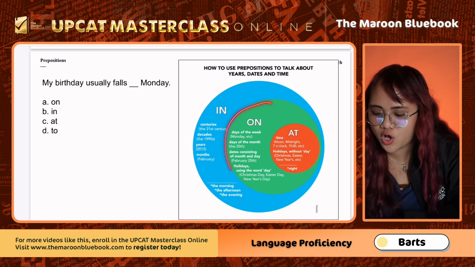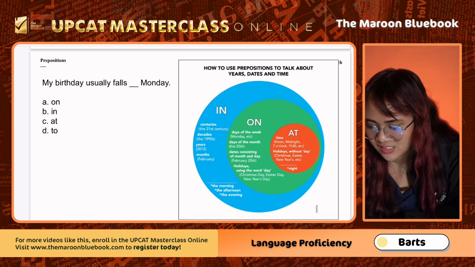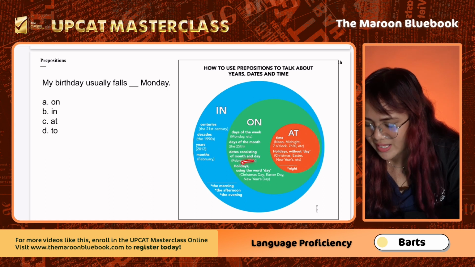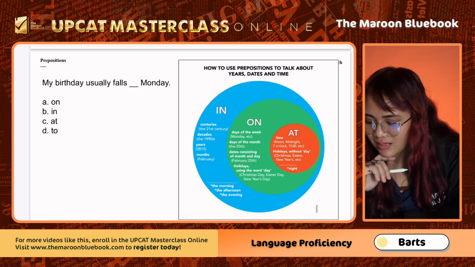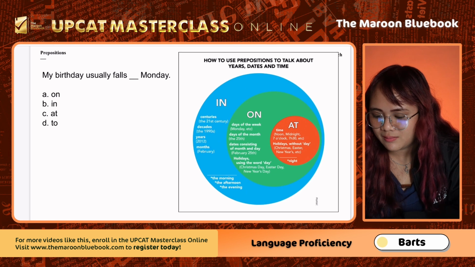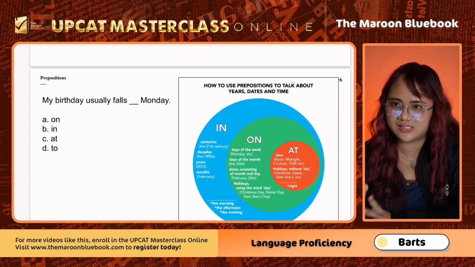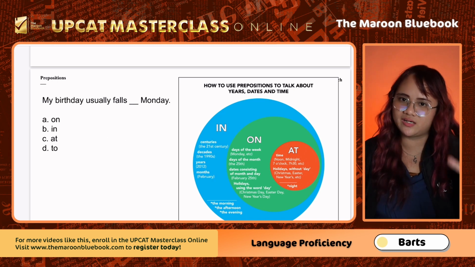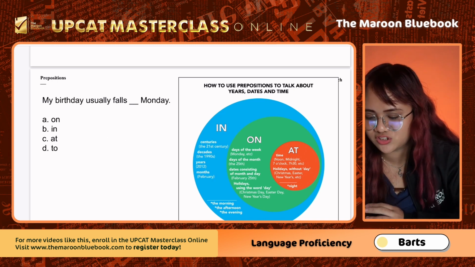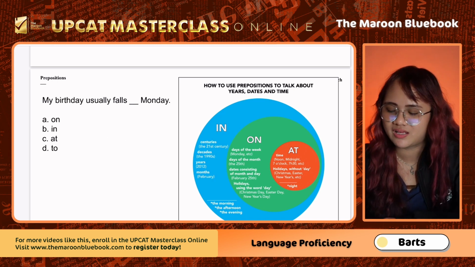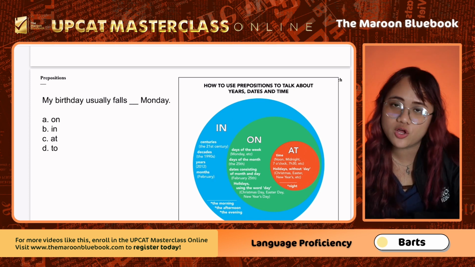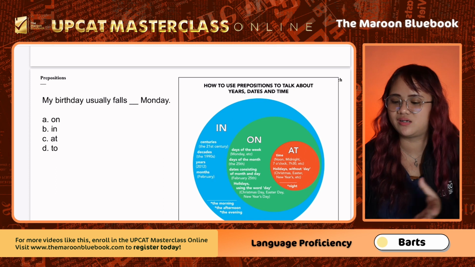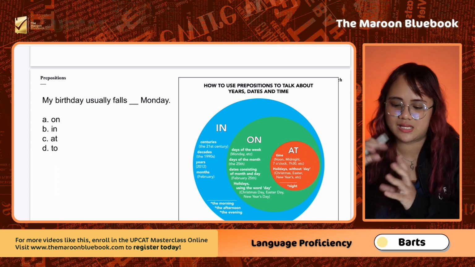Then we use on for, take note, the days of the week, like Monday, days of the month, dates consisting of month, holidays, and more specific dates in the year. Then we use in for a more general time frame, like in centuries, decades, in 2012, in 2022. It could also be used in the morning, in the afternoon, in the evenings. It's more of a general space in time.